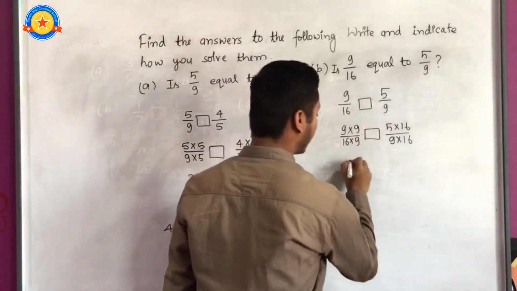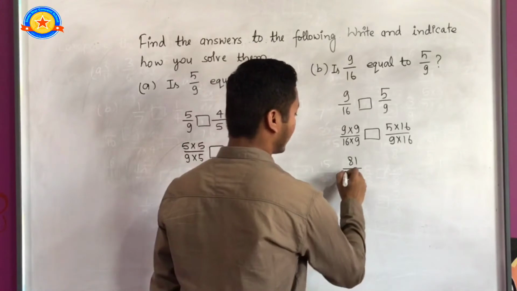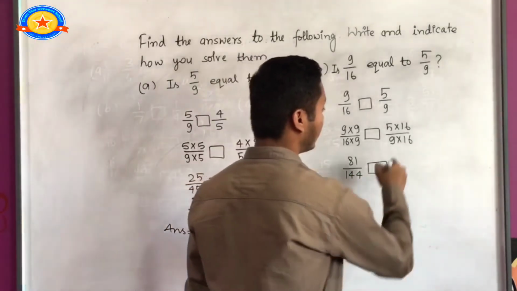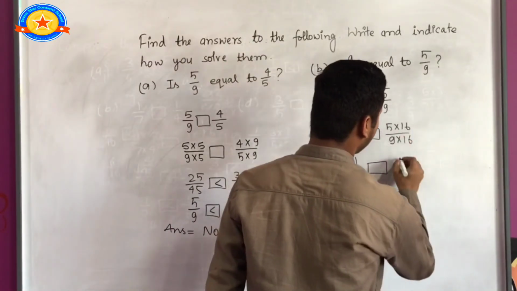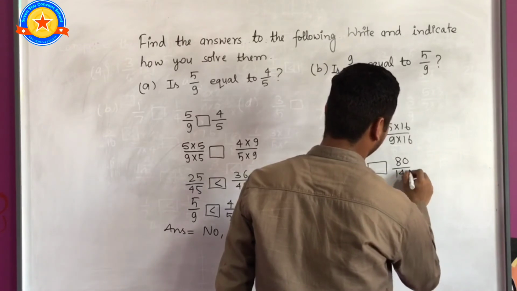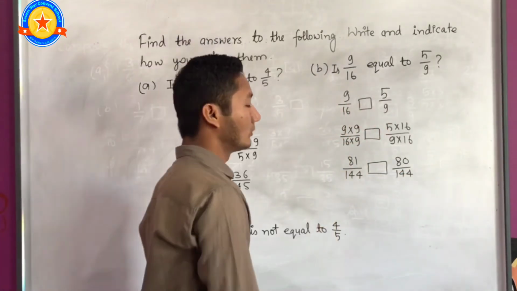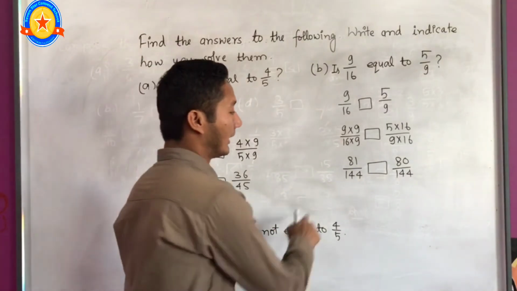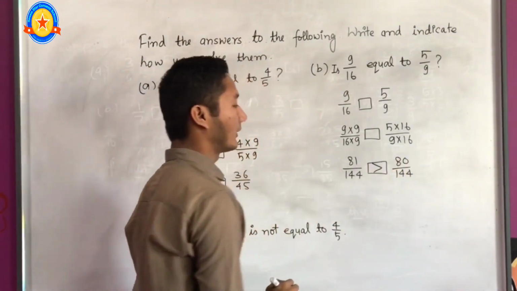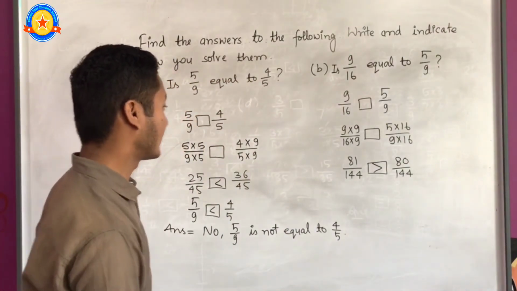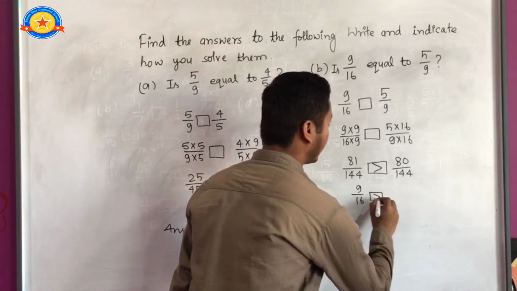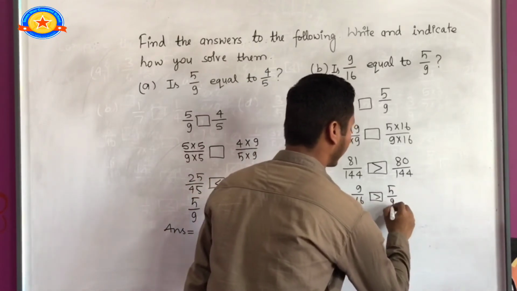Now it becomes 9 9s are 81 upon 144. Now it becomes 16 5s are 80 upon 144. Now we can say from here 81 upon 144 is greater than 80 upon 144. That's why we can say 9 by 16 is greater than 5 by 9.